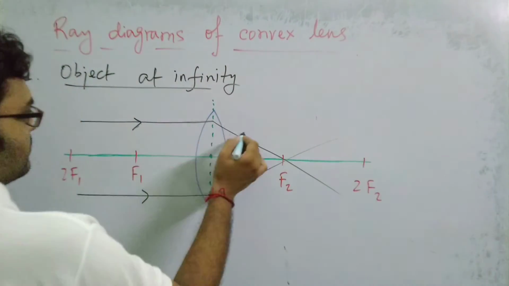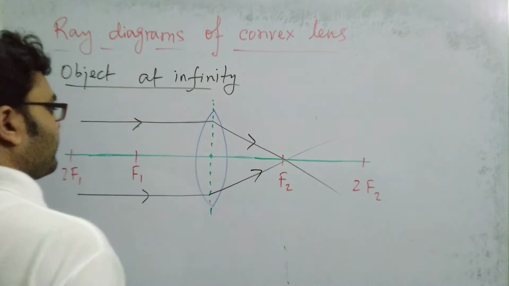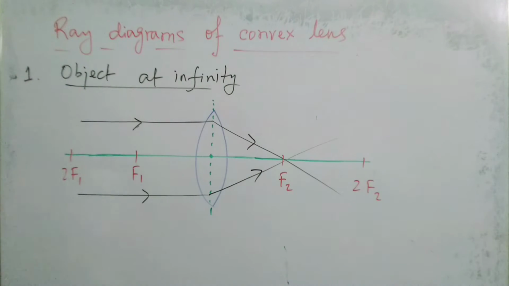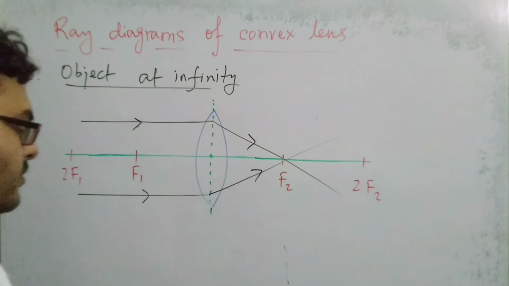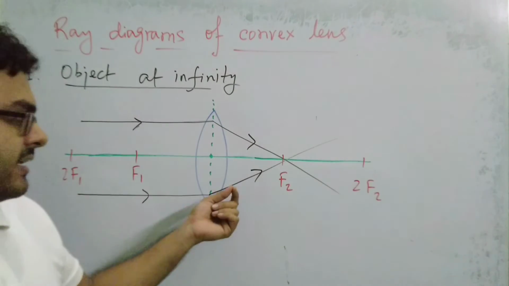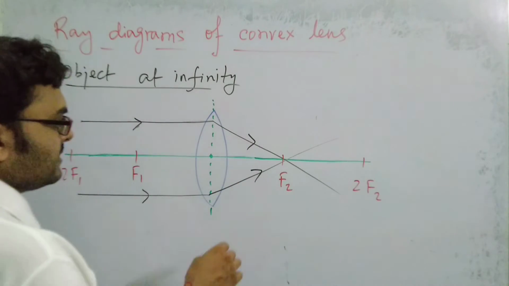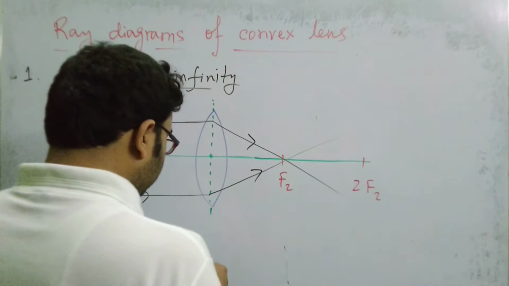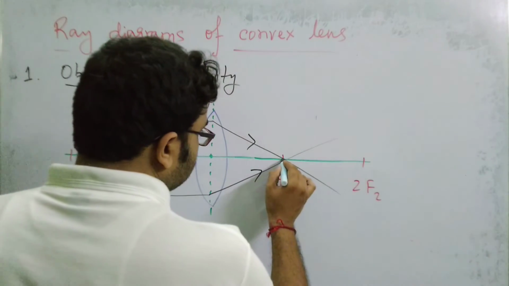Please, I apologize for the lack of exactness. I have not drawn the figures exactly. Slightly, a little bit of it will be passing exactly through this F2 point. So the point is exactly on F2.